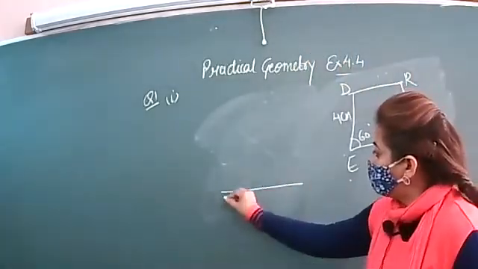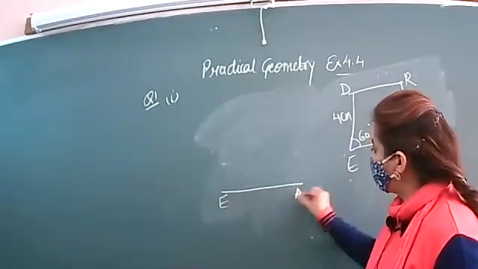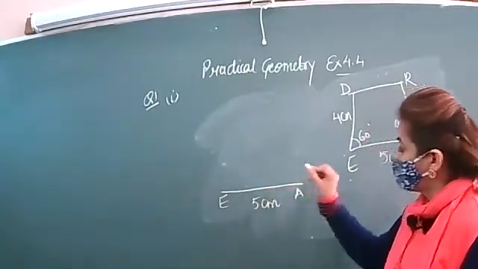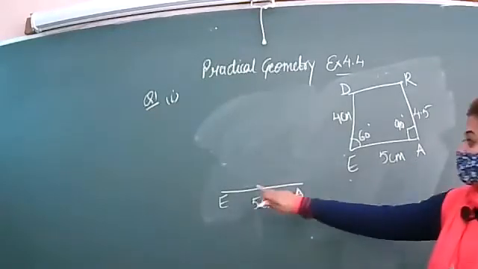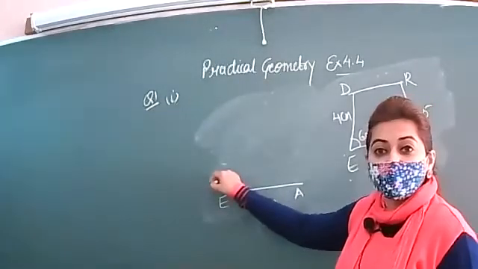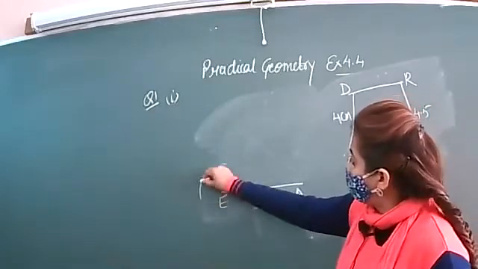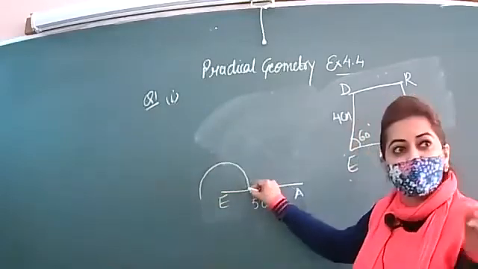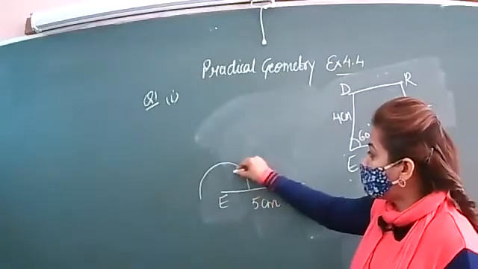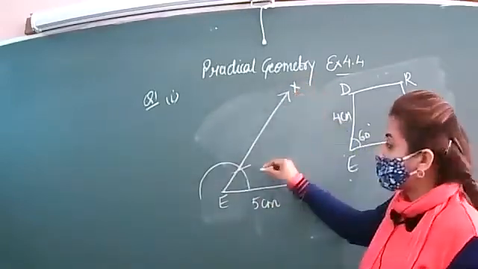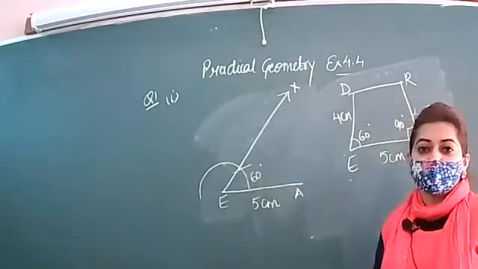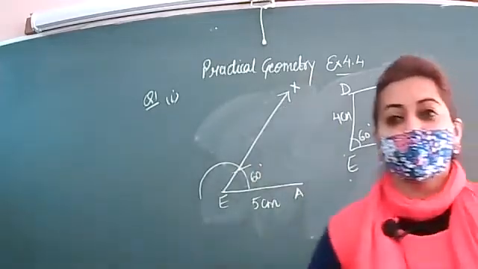Now, Vanshika, tell me how you will start. Yes, we will draw EA equal to 5 centimeter first. Then at E, how will you draw 60 degree? Open the compass to any small radius. Make the first arc from here. When you join this line, this will give you 60 degree. Now, draw this first.